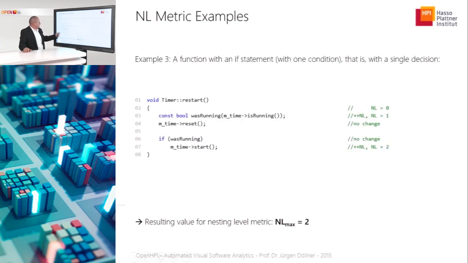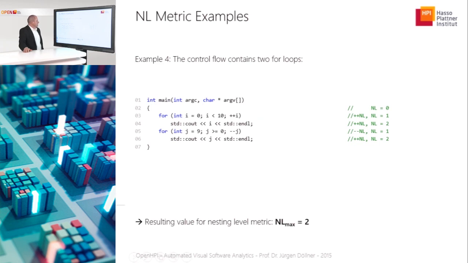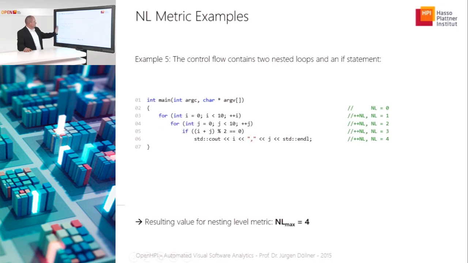In the next example, there is an if clause which increases the nesting level, so the maximum nesting level of this source code unit is 2. In the next example, we do find 2 for loops, and they are one after another, so the nesting level is still 2. However, in the next example, when the for loops are nested, of course the nesting level increases, and here we get a maximum nesting level of 4.